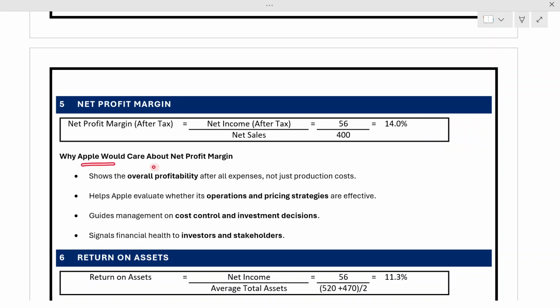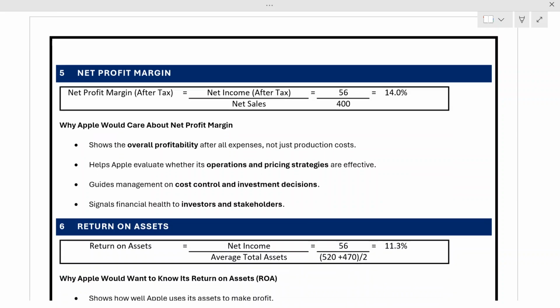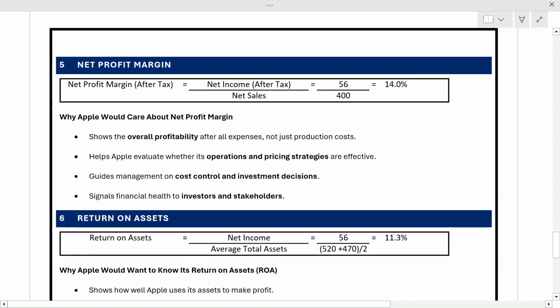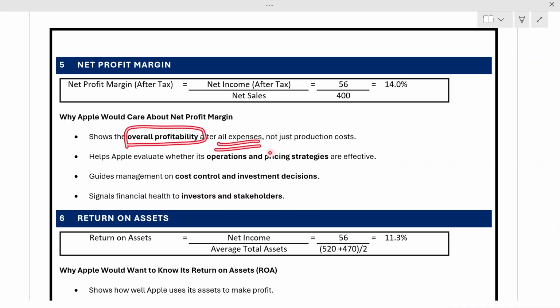Now why would Apple company care about this net profit margin? Because this shows the overall profitability and tells after all kinds of expenses how the profit will look. And this not only covers the production cost but also operational costs like administration, common office expenses, and so on. Also, it helps the Apple company to evaluate their operational and pricing strategies.